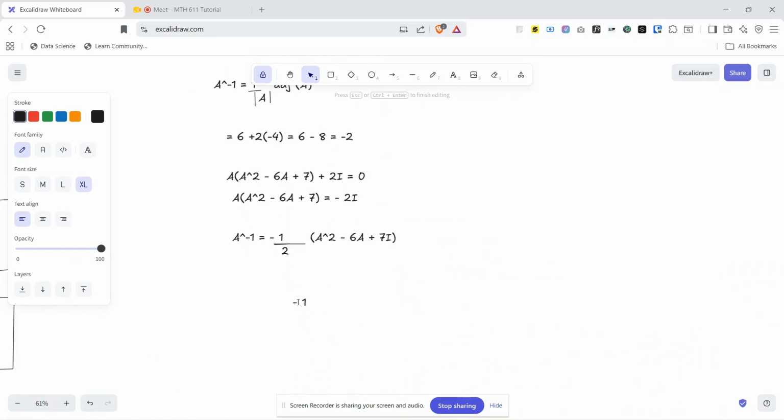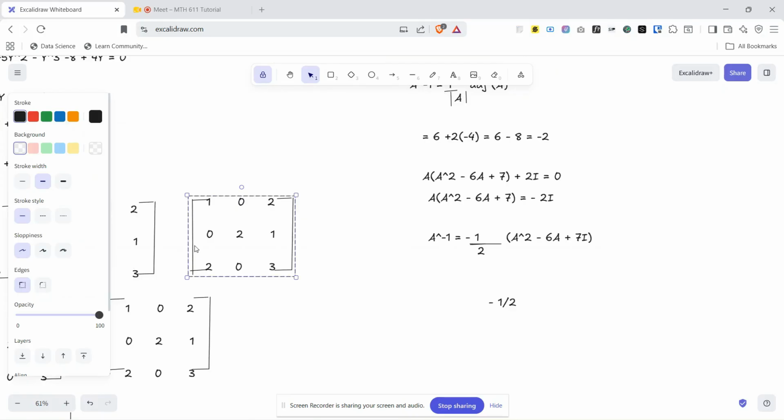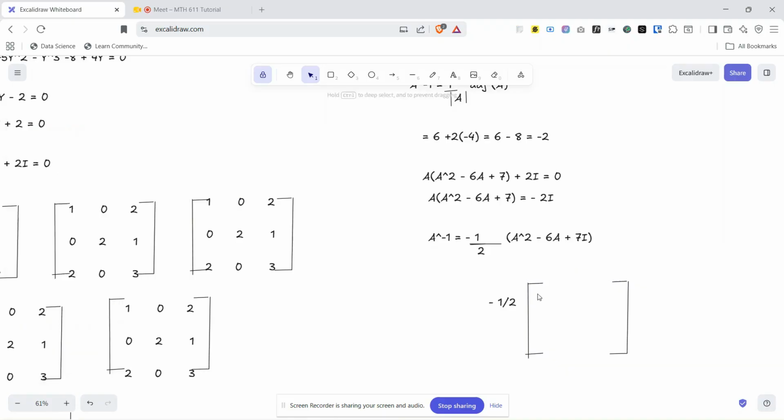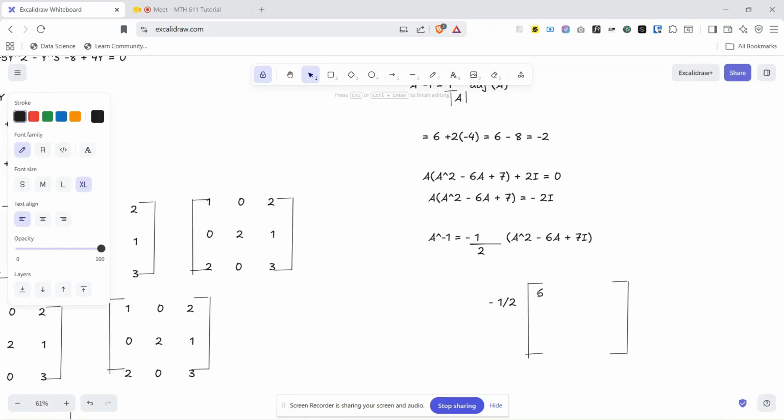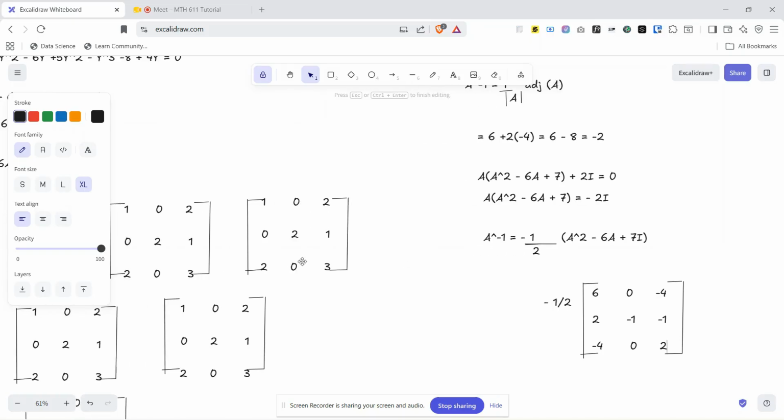So the answer you are supposed to get would be minus 1 over 2 into 6, 0, minus 4, 2, minus 1, minus 1, minus 4, 0, and 2. And this is the same answer if you use this matrix.